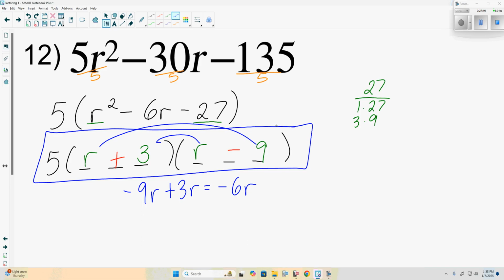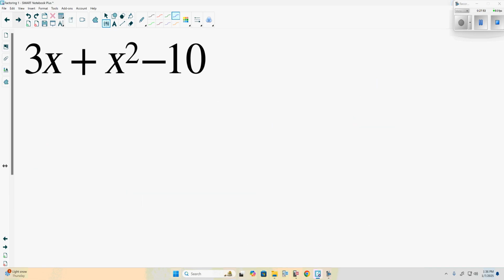All right, guys. Questions on this here? Yes, this one here. 3x plus x squared minus 10. So what is the difference between this one and the previous ones we've done? X squared's in the middle, yes?